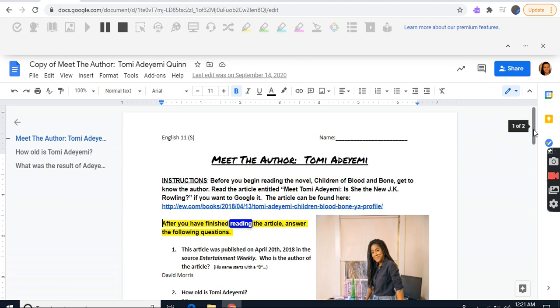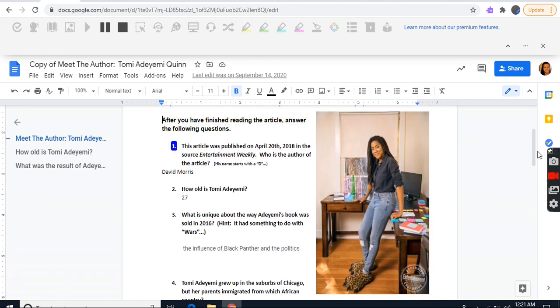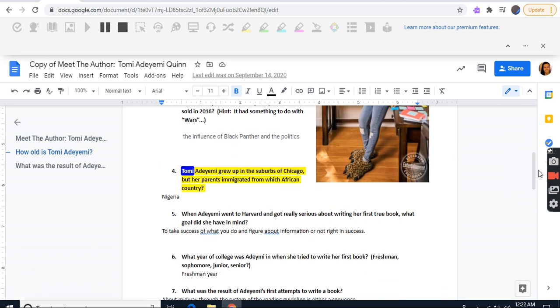After you have finished reading the article, answer the following questions. 1. This article was published on April 20th, 2018 in Entertainment Weekly. Who is the author of the article? His name starts with a D. David Morris. 2. How old is Tomi Adeyemi? 27. 3. What is unique about the way Adeyemi's book was sold in 2016? Hint, it had something to do with wars, the influence of Black Panther and the politics.